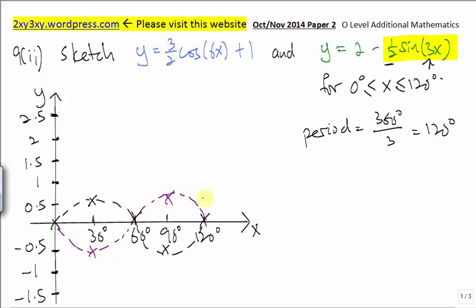So this graph is minus half sine 3x. We are supposed to add a 2 to this graph to get the final graph that we are supposed to plot.